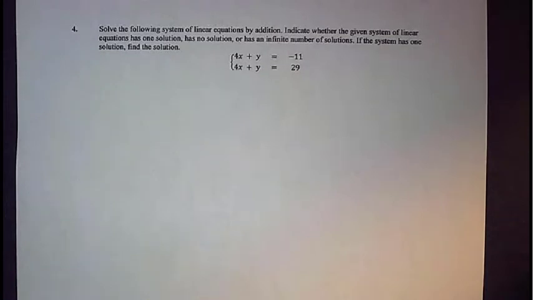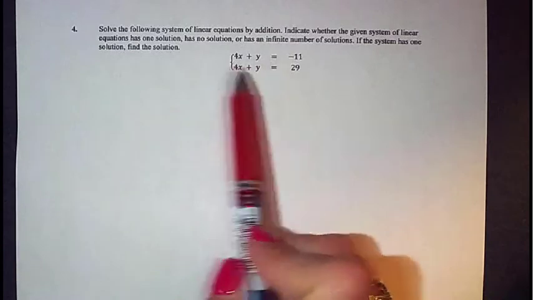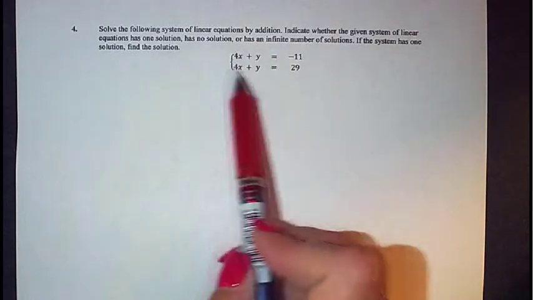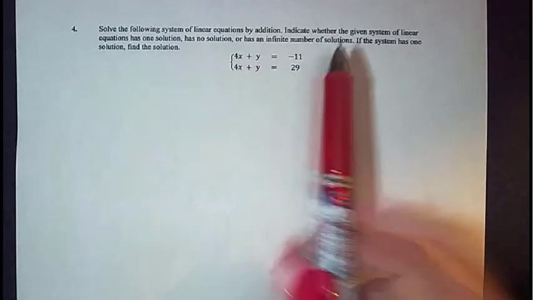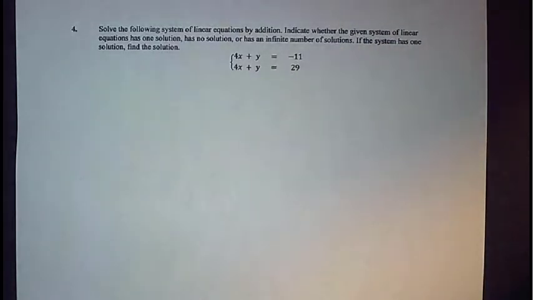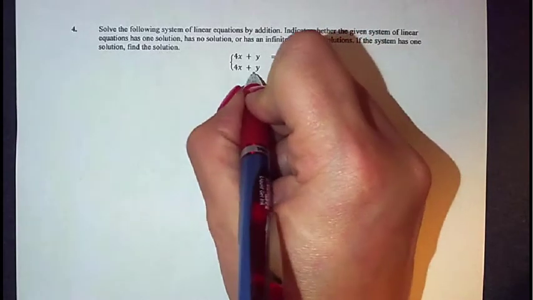Okay, so this is our last problem we're going to look at. Again, wanting to first look up and make sure that it is in proper format. Both my x's and y's are over on the left-hand side. My constants are over on the right. Everything's lined up nice and pretty. Again, I want to eliminate a set of variables. Let's go with our y's this time.